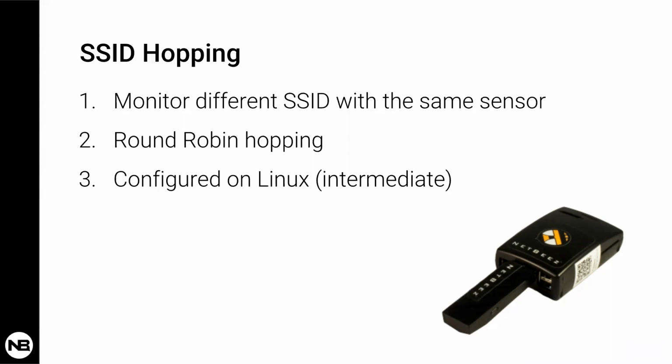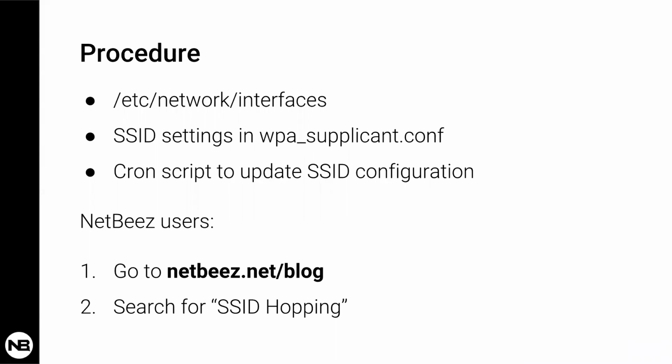So today in this demo, I want to show you how it's possible to do this on Linux and also in NetBeans. I'll give a really high overview of the procedure. It's somewhat simple for intermediate users, while beginners might need some assistance, but we're always happy to help with that. So feel free to reach out if you have a Linux Raspberry Pi with a wireless card and you want to implement SSID hopping.